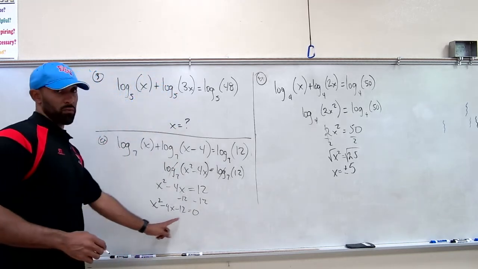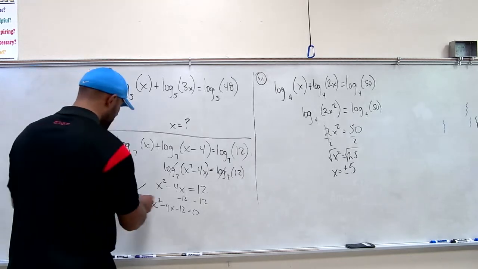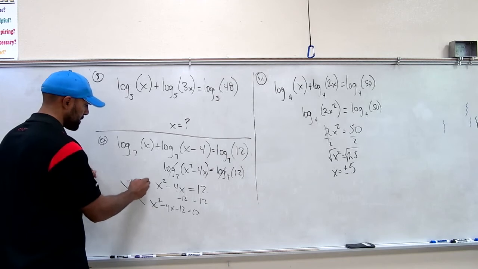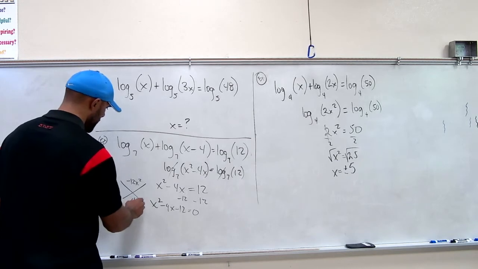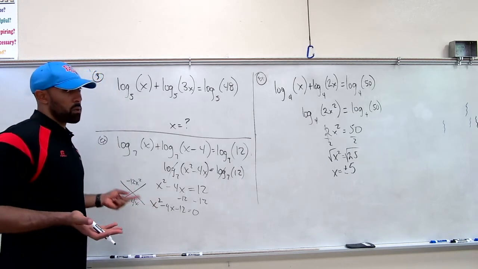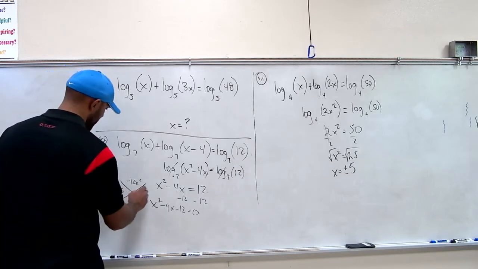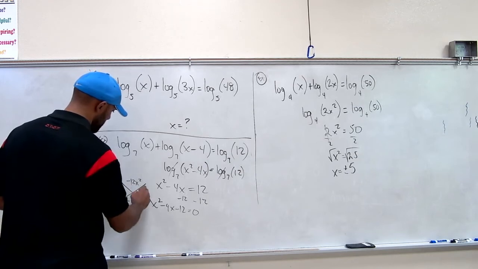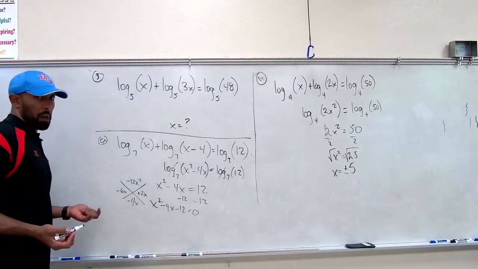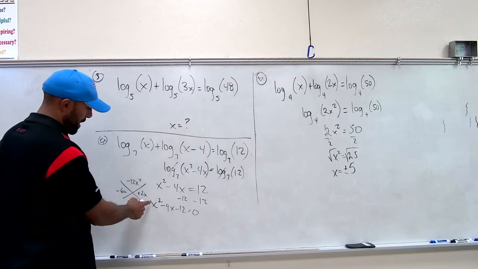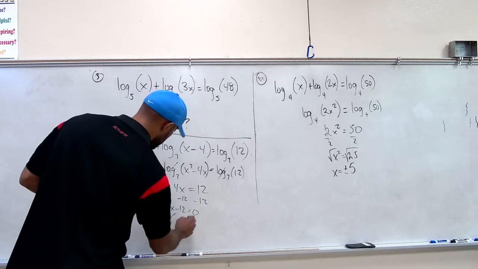If you recognize this, I have 3 terms, which means I have to do the diamond. So a times c is negative 12x squared, and then the b is negative 4x. Figure out what two values multiply to negative 12 and add up to negative 4. Well, I think that'd be negative 6x and plus 2x. Okay, so that works. Now, all I have is a 1 in front of the x squared, so I can go straight to writing the factors.